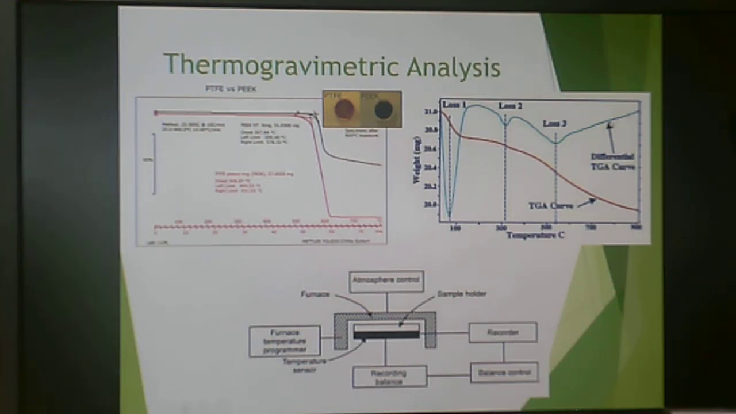In the blue curve, this is actually differential. This is the rate of weight loss. So you have the biggest weight loss here, you have another weight loss here, and then you have another weight loss here. So what this probably is, this weight loss here is probably moisture, and then you have a two-step degradation for this material. So this actually starts to lose weight after you drive off all the moisture at about 310. So this is a much less thermally stable material than, say, PTFE or PEEK.